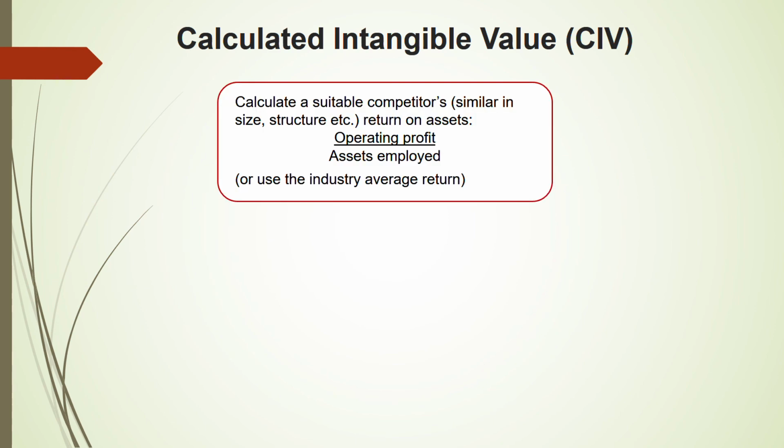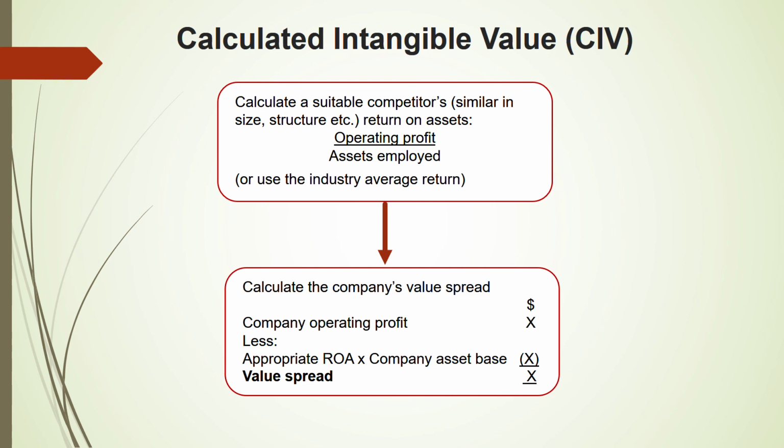So the formula is this. First you start with finding return on assets. How do you find return on assets? Operating profit divided by asset employed. Or you can use the industry average return. Either you find it if they have given you operating profit and asset employed. If they have not given you anything, they will give you the industry average return, that you have to use first.